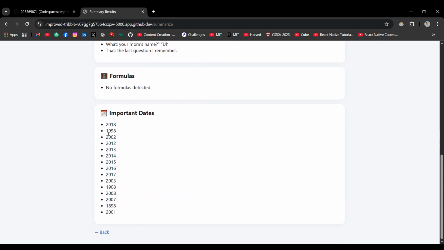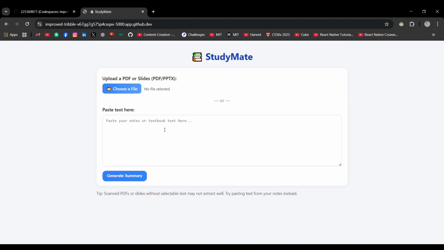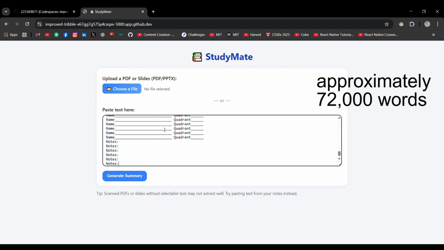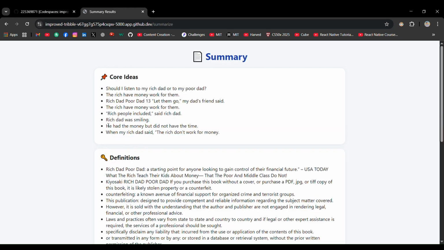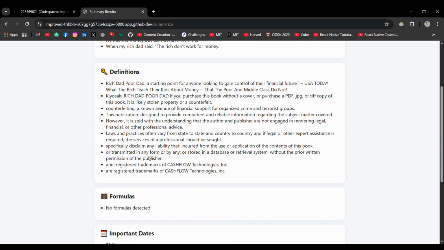So I'm gonna go back and try the second option, and I'm gonna paste here the other book named Rich Dad Poor Dad. Control V, which I copied a while ago, and that's the content of Rich Dad Poor Dad. So I'm gonna go to generate summary, and that's the core idea of the book. The rich have money work for them, and those are the definitions, and there is no formula in this book either.